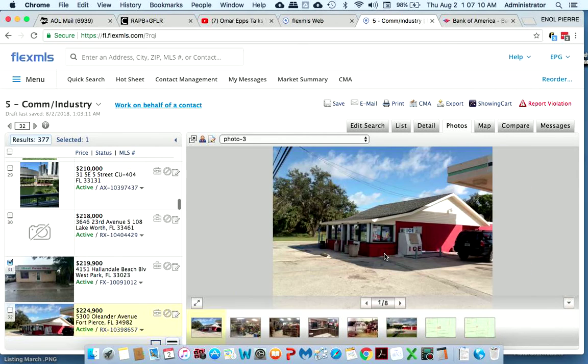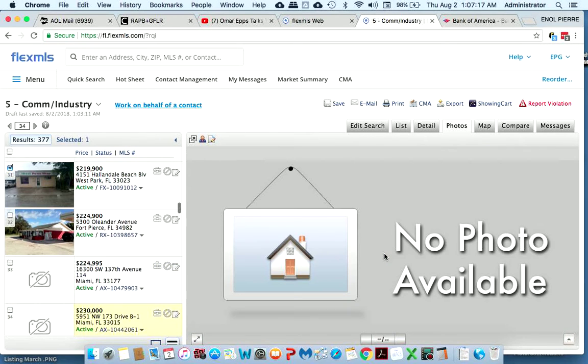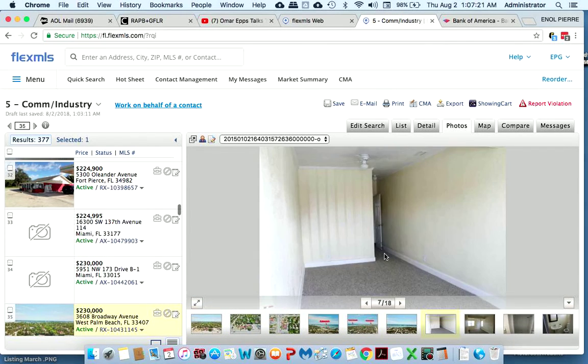It has a current lease. It has a gas station, but I don't know anything about gas stations, so I wouldn't even mess with it. That's kind of what turns me off. No pictures. I can't even show my clients that, man. There's nothing for them to look at.